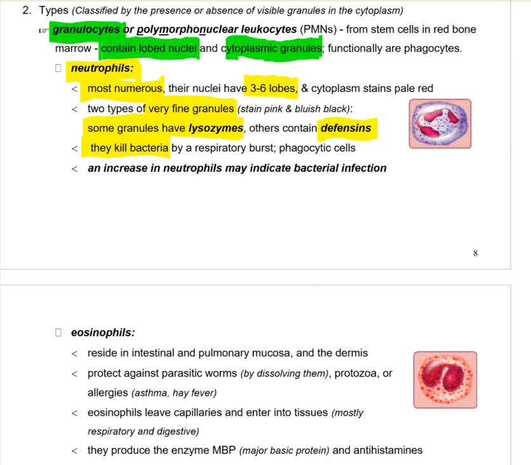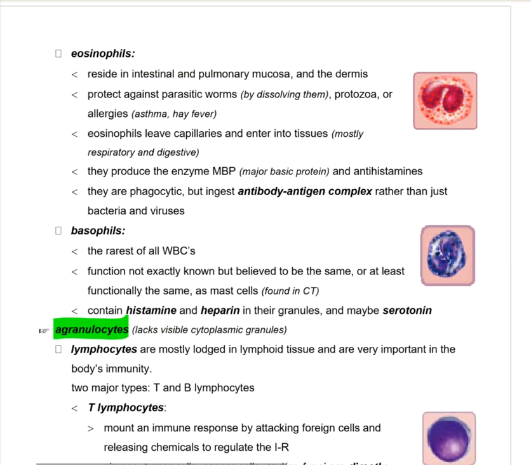Okay. And note it says an increase in neutrophils may indicate bacterial infection, and that makes sense because these guys are going to kill bacteria. So if you see a lot of them, you might have a lot of bacteria on board and your body's trying to destroy them. All right.